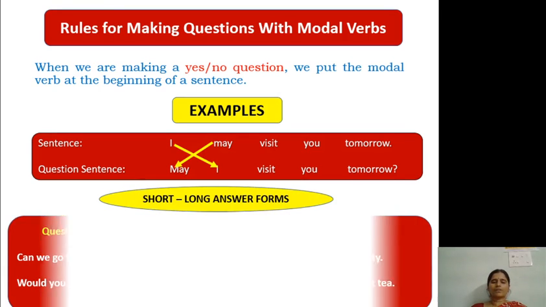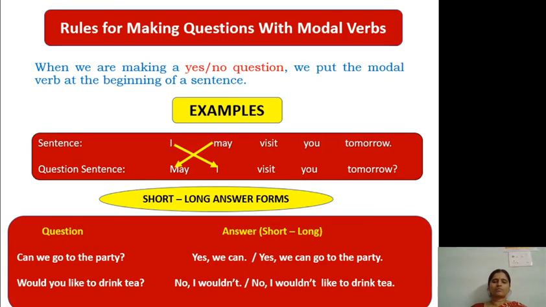Now, if someone asks you a question using these modals, can we go to the party? Here, can is the modal I have taken. Can we go to the party? So, the possible reply is yes, we can, because the question started with the modal verb can. So, the response would be like yes, we can, or yes, we can go to the party.